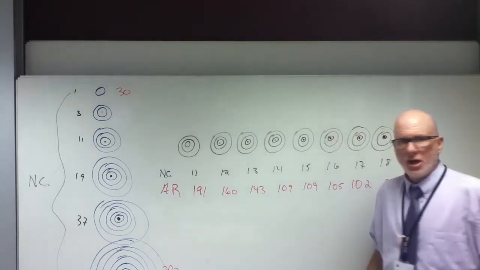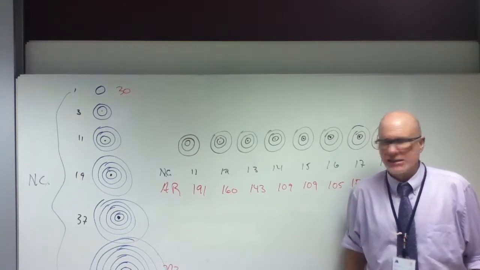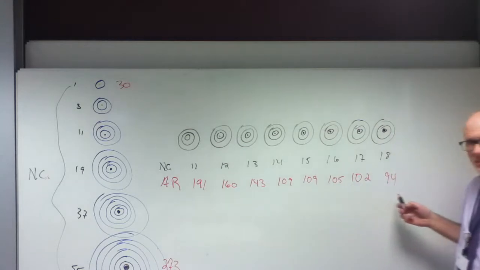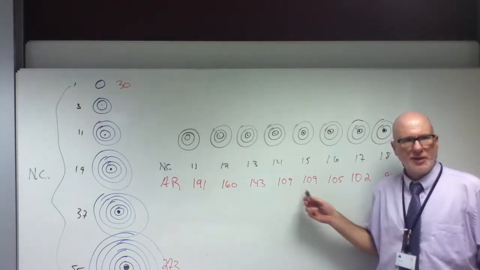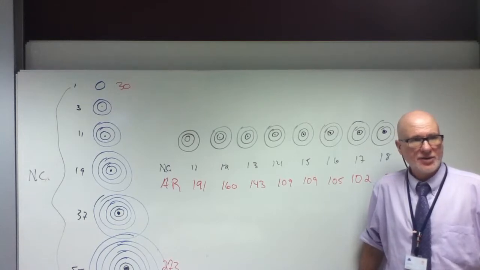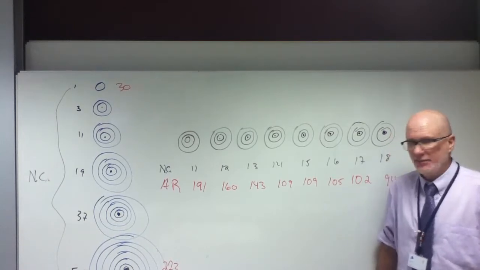94. So it's more than a trend, isn't it? The atomic radius is decreasing with a little blip in here, but it's pretty close, right? You guys okay? Okay, good. You get it? Okay, now.